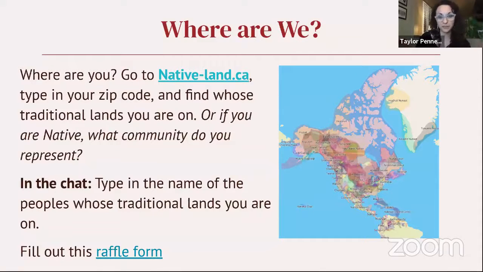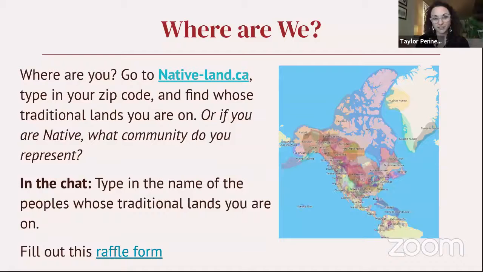But I do want to take a moment to talk about this tool, nativeland.ca, that all of you just looked at, and maybe you looked up the name of the people whose traditional land you are on currently. This is a super, super cool tool, and the information is all crowdsourced. However, it is limited. This tool has become kind of popular on different social media platforms and also in the classroom. It's a great way to introduce people who aren't familiar to the idea that Native people traditionally lived in spaces that many of us now occupy.